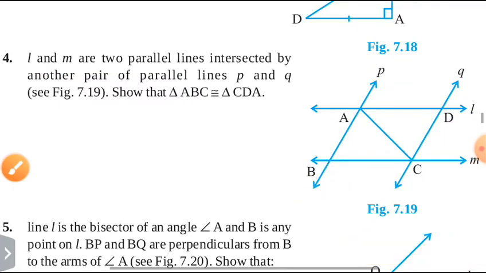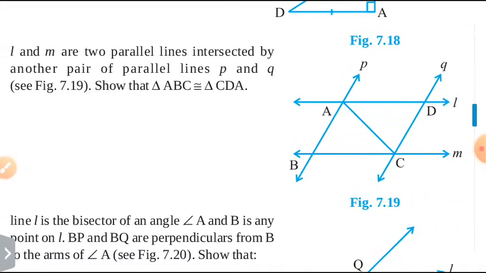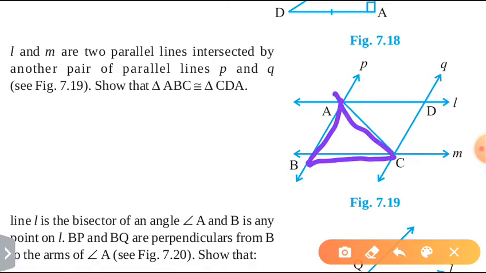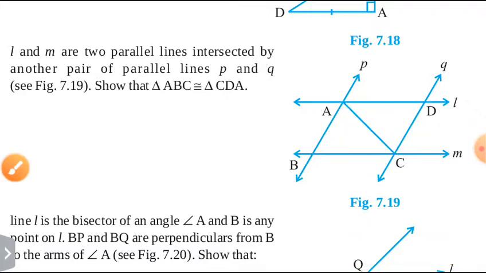Now see what we have to find out. We have to prove that triangle ABC is congruent to triangle CDA, the upper one. These two triangles are congruent to each other. We have to make them congruent. Now see how we will solve that.